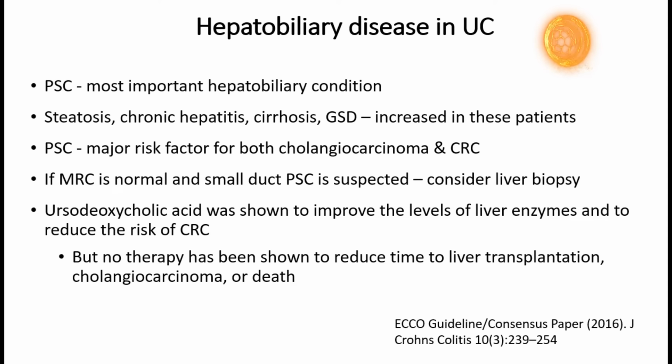Hepatobiliary disease is an important extra-intestinal manifestation in UC, and primary sclerosing cholangitis, that is PSC, is the most important hepatobiliary condition. Stenosis, chronic hepatitis, cirrhosis, and gallstone disease are all increased in these patients. PSC is a major risk factor for both cholangiocarcinoma and colorectal cancer. That is, in a patient of UC having primary sclerosing cholangitis, the chances of colorectal cancer are very high as compared to a patient who doesn't have hepatobiliary disease in UC.